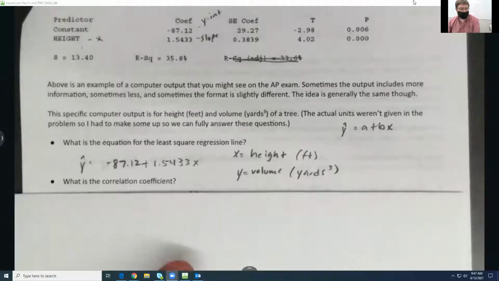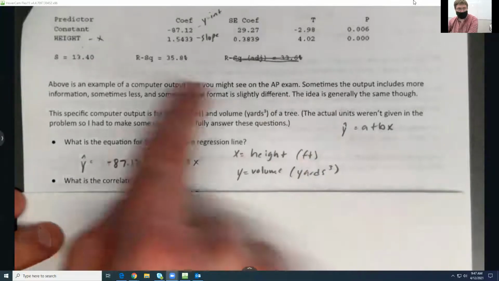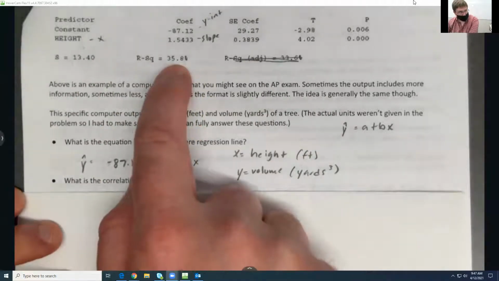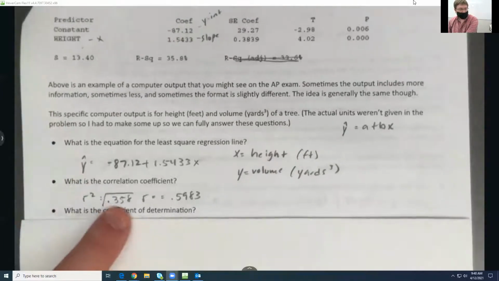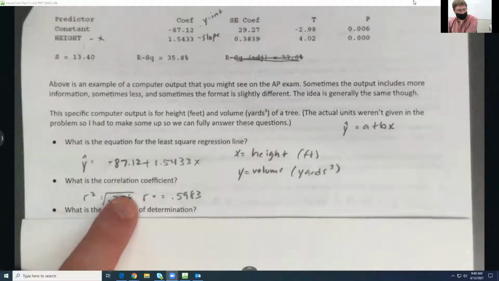All right, so what is the correlation coefficient? This is my R value. What this will tell me here in a minute is how strong of a relationship I should expect to find between my X and Y variables. So I get this from the R squared value. All right, since I don't have an R, I have to use R squared. So that's R with a little 2. So convert it to a decimal number, 0.358, then take the square root of it and get 0.5983.